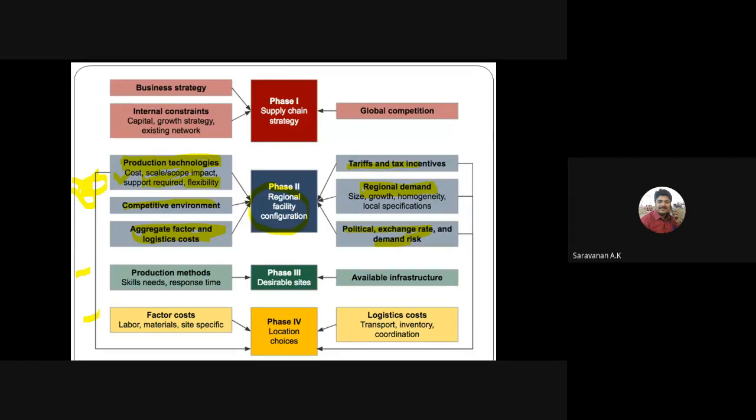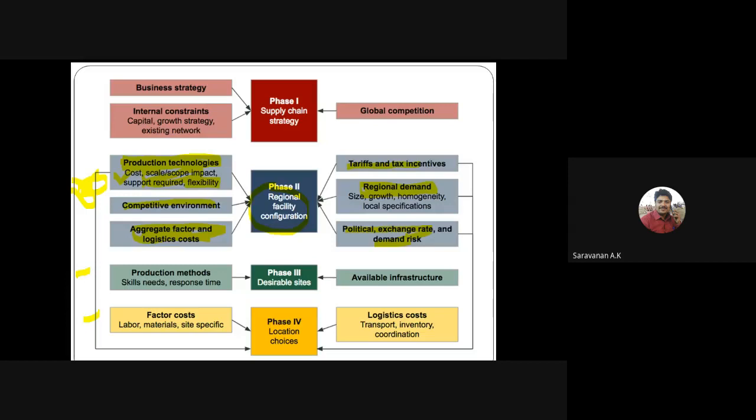If it is soft infrastructure requirements, it includes the availability of skilled workforce, skilled labor, right? The workforce turnover and the community representative to do business in the industries, right? So that we have to see, right? So at the desired site, we have to fulfill the production methodologies by using the available infrastructure. So we have to divide the infrastructure into two terms: the hard infrastructure requirements and the soft infrastructure requirements, right?